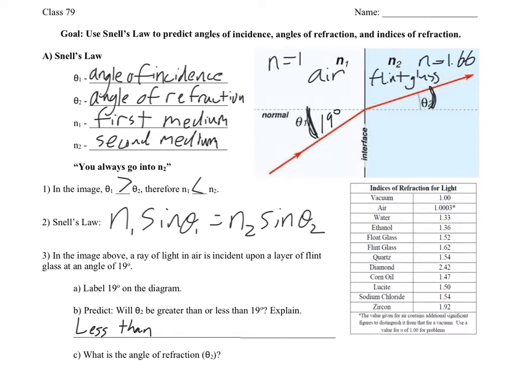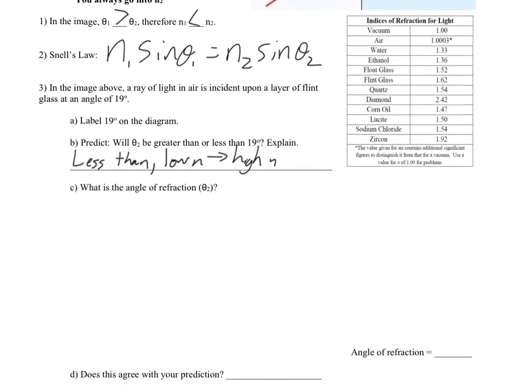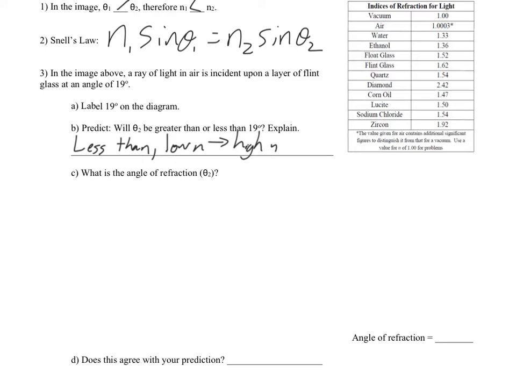But another reason you could say it's going to be less than is, this is a low n to high n problem. We go from a low index of refraction to a higher one. We know that the ray of light is going to bend toward the normal. So theta 2 is going to be smaller. So what is the angle of refraction?